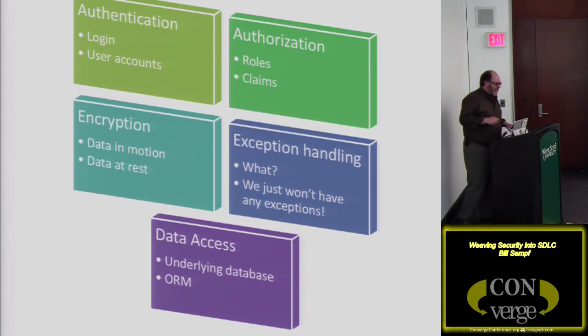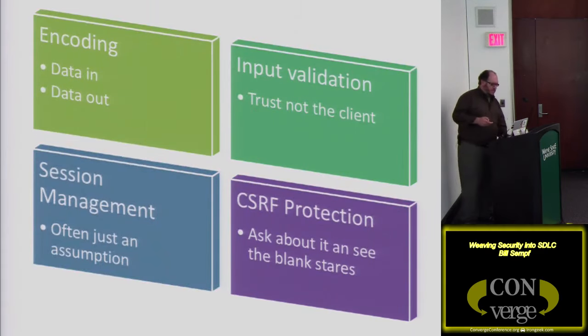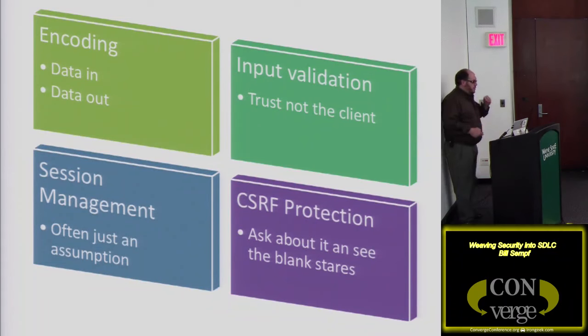And finally, data access, because pretty much all applications today are data-driven. So the access point and how we're going to map it to our application is often a requirement. But what doesn't get written into the requirements document? Well, encoding is the first one.